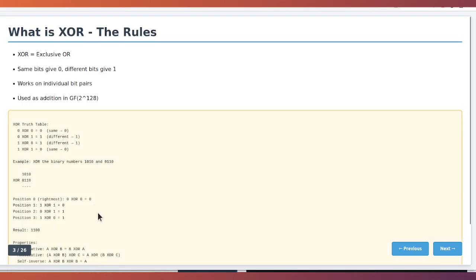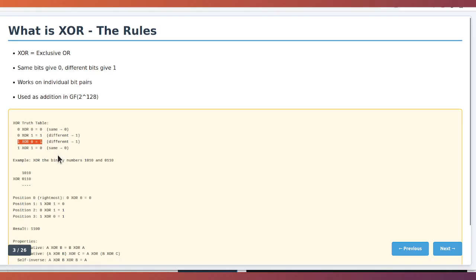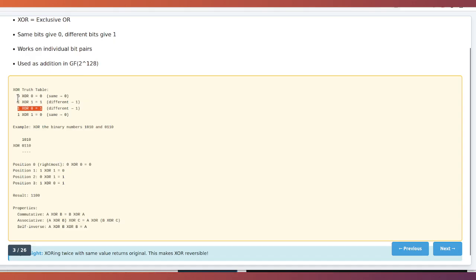What is XOR at the bit level? XOR stands for exclusive OR, and it's a fundamental operation in cryptography. XOR operates on individual bits according to a simple rule. If the 2 input bits are the same, the output is 0. If the 2 input bits are different, the output is 1. Let's see this in detail. 0 XOR 0 equals 0 because both bits are the same. 0 XOR 1 equals 1 because the bits are different. 1 XOR 0 equals 1 because the bits are different. 1 XOR 1 equals 0 because both bits are the same.